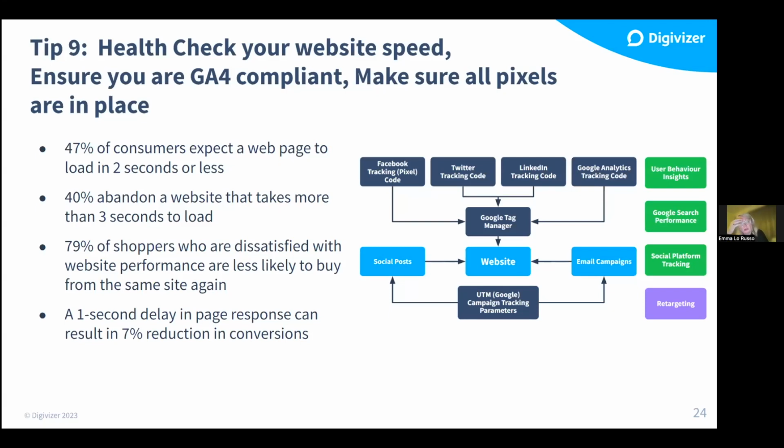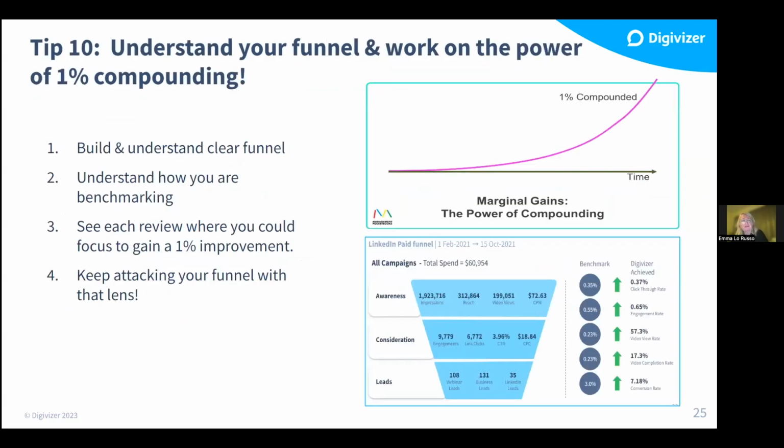Make sure all pixels are in place. Make sure you can actually track what's happening on your site. But just doing a basic health check speed test can give you the first guidance around what you might need to do to improve your speed. And usually it's around image size and too much code on your site. I am at the final point, so we can get to questions.